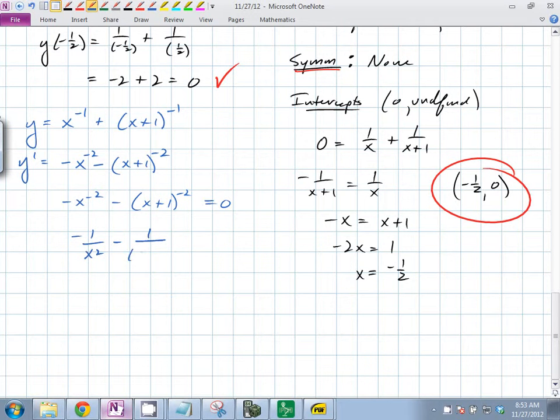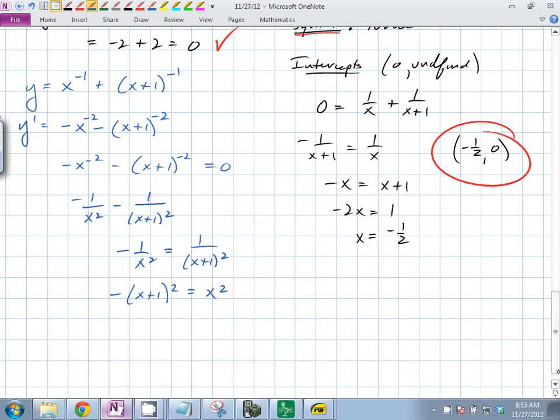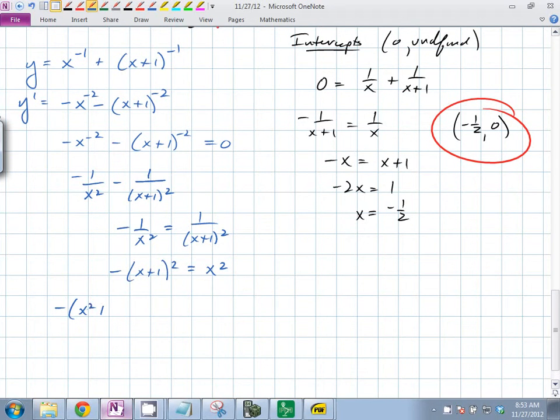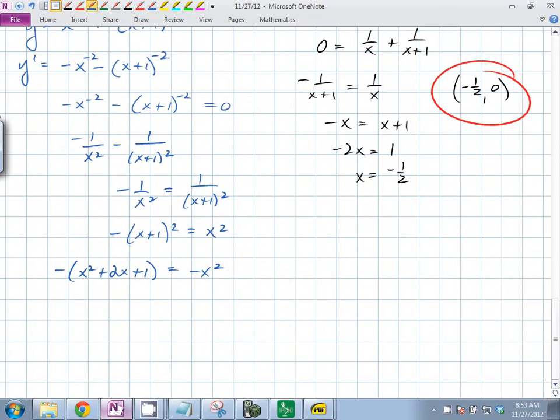So you have negative 1 over x squared is equal to 1 over x plus 1 squared. So what do you end up with? Negative x plus 1 squared is equal to? So you get negative x squared plus 2x plus 1 equals negative x squared. So negative x squared minus 2x minus 1 is equal to negative x squared. What cancels on both sides? So you end up with what? Negative 2x is equal to 1. So what does x equal? Negative a half.